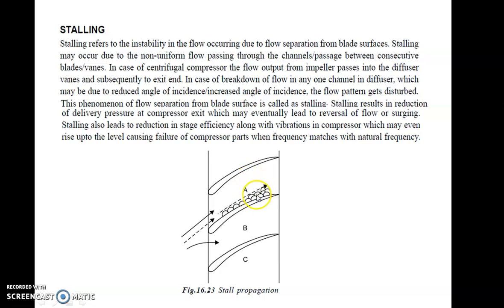Okay, and the reverse phenomenon is not desirable. So flow separation is not desirable, that we have seen. Flow should be attached to the surface. So if the flow separates from the surface, then it is called stalling. So that you remember: surging, choking and stalling.